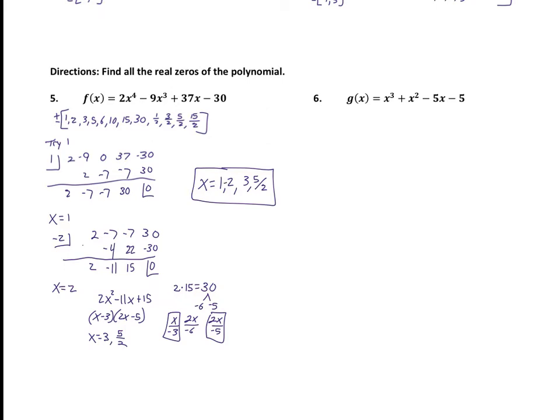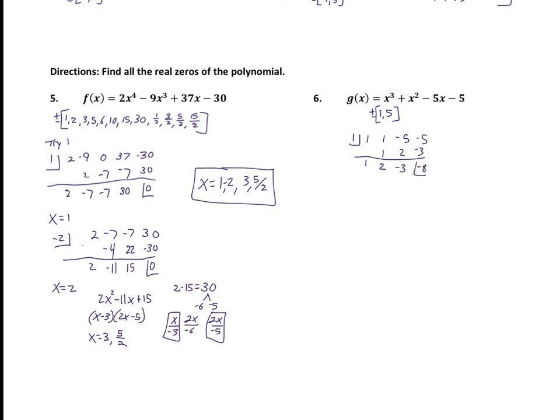So make sure your 2 there is negative. For number 6, we've got plus or minus 5 and plus or minus 1. So we're going to start off with 1. Write your coefficients, 1, 1, negative 5, and negative 5. Bring down the 1, 1 times 1, add those together.